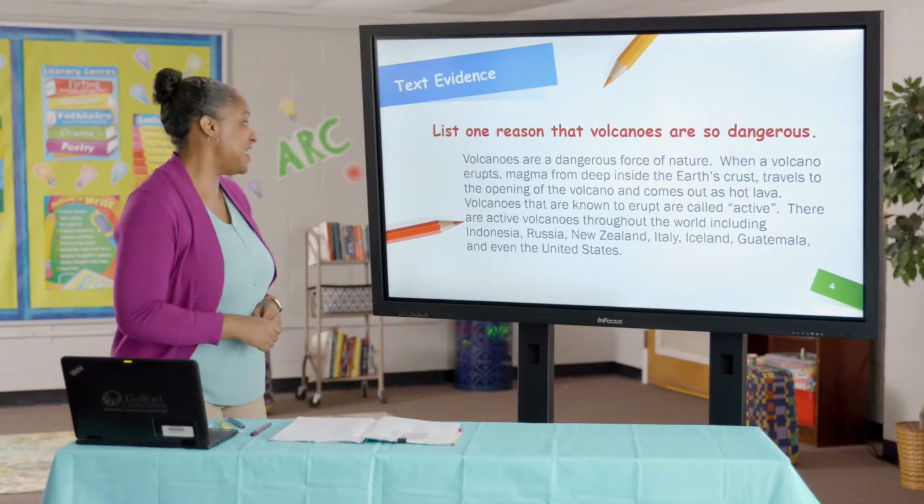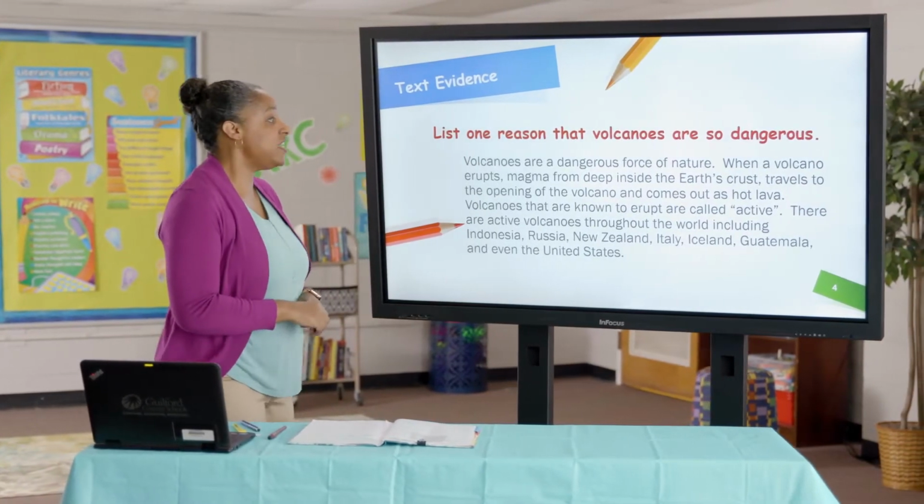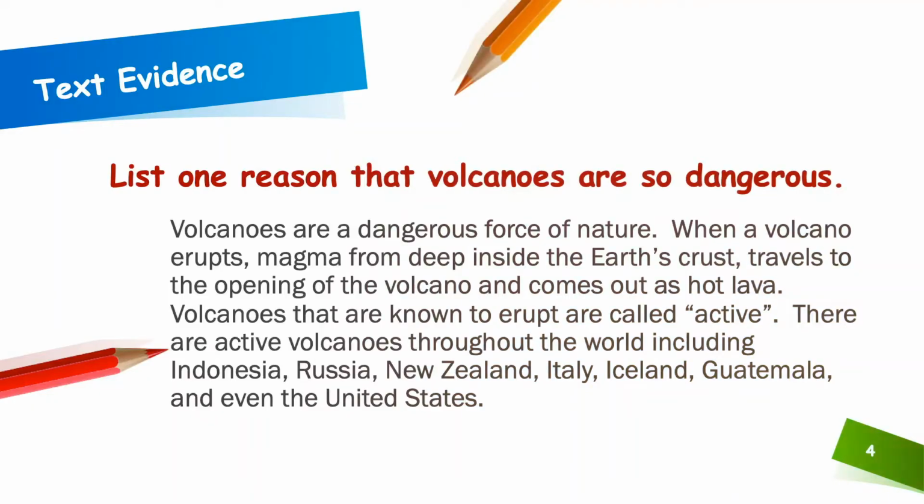Now let's read together. Volcanoes are a dangerous force of nature. When a volcano erupts, magma from deep inside the Earth's crust travels to the opening of the volcano and comes out as hot lava. Volcanoes that are known to erupt are called active. There are active volcanoes throughout the world, including Indonesia, Russia, New Zealand, Italy, Iceland, Guatemala, and even the United States.